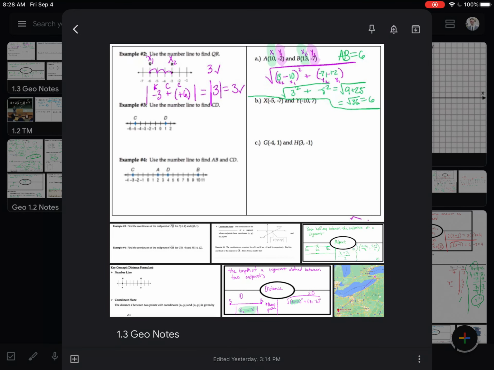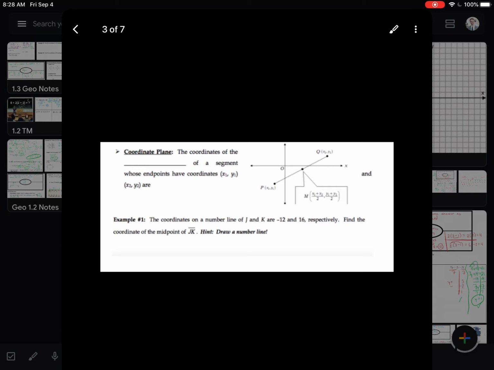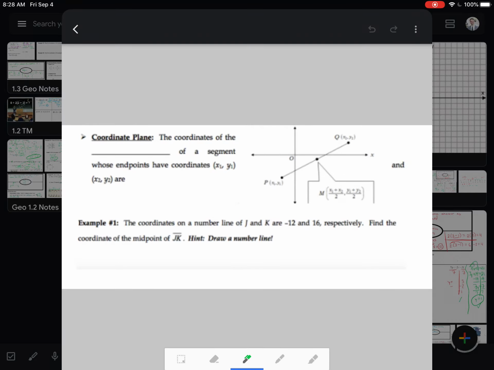So let's first see if we can find a good example of a 1-dimensional midpoint. So just quickly, to fill in these notes here: the coordinates of a midpoint of a segment whose endpoints are (x1, y1) and (x2, y2). I'll let you fill this in because we actually just defined that. But next, the coordinates of J and K on a number line are -12 and +16. They want you to find the midpoint.